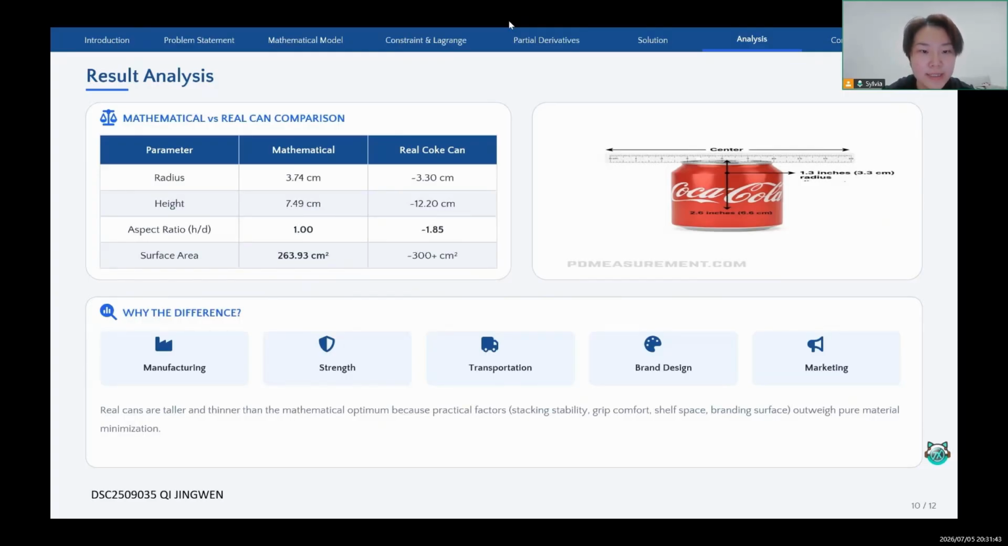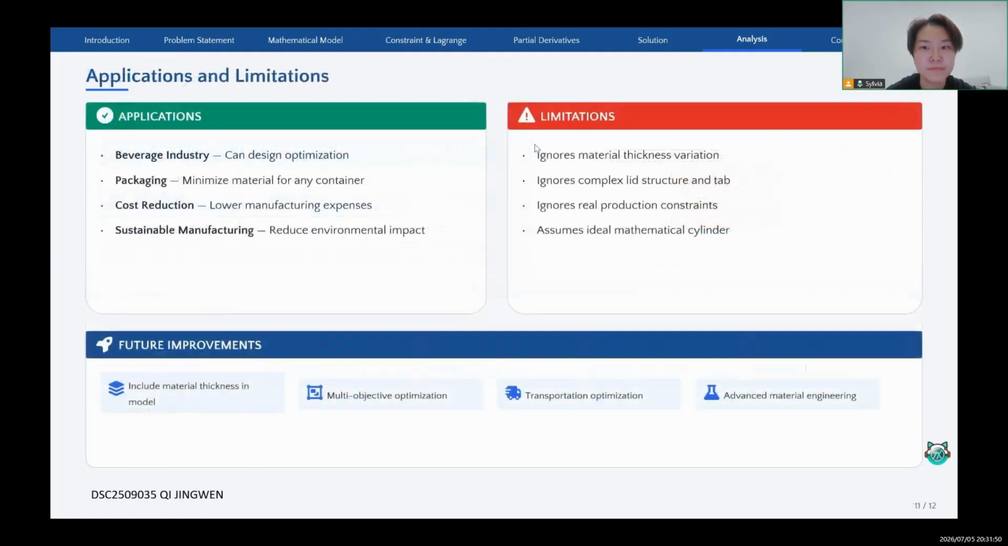Now, slide 11, applications, weaknesses and future improvements. The mass optimization is very useful in industry. This helps drink companies save lots of aluminum every year. We can also use these methods for other packages such as energy drink cans, food cans, and cosmetic tubes. Using less aluminum reduces waste and pollution, which helps green production.